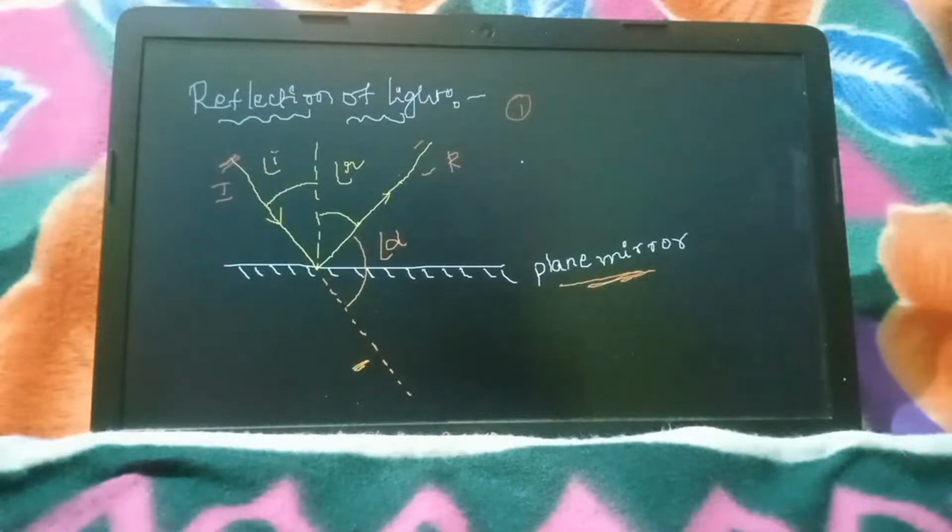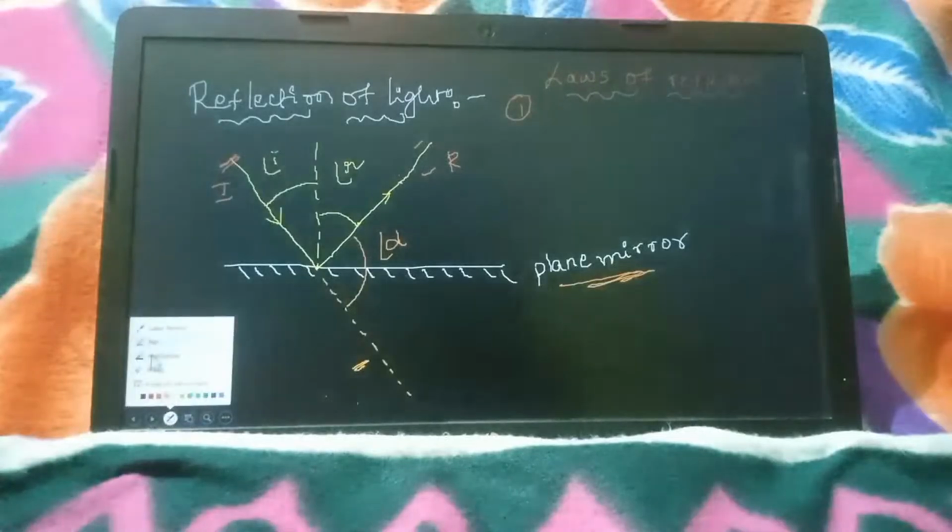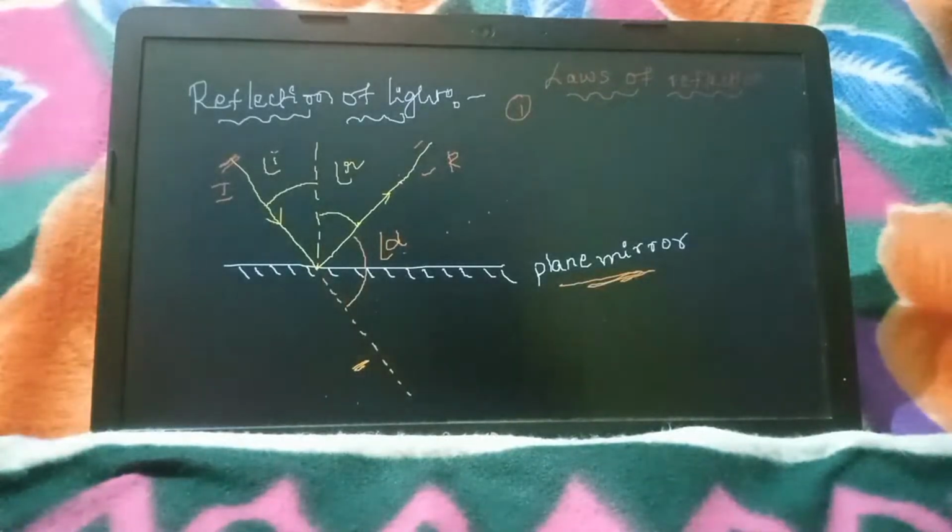Here, one more point is there, the laws of reflection. So we need to talk about the laws of reflection. There are 2 points. The first point is that the angle of incidence is equal to the angle of reflection. So angle of incidence is equal to angle of reflection.